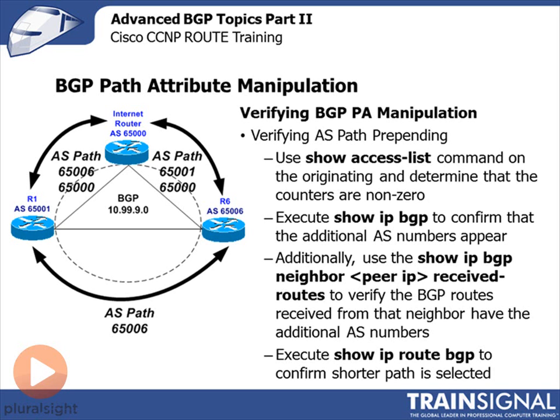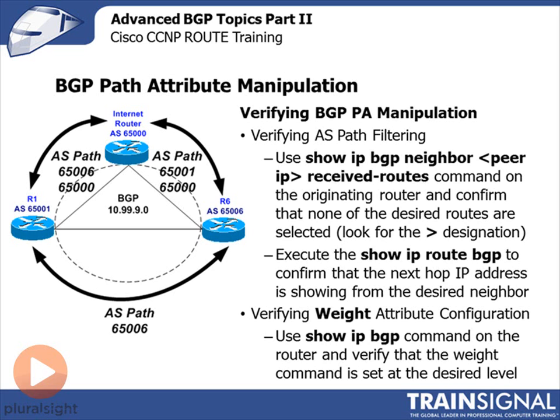You can do the show ip route bgp and verify that the route you altered, in other words, you are shifting preference from one route source to another, make sure that the next hop address, for example, is pointing to the other neighbor whose path you've made more preferable. For verifying AS path filtering, show ip bgp neighbor received-routes. Again, you're going to be able to look and see what's coming in. And remember, the preferred route is going to have that greater than symbol. Look for that and make sure that the desired routes are there and that they've been selected as preferred.